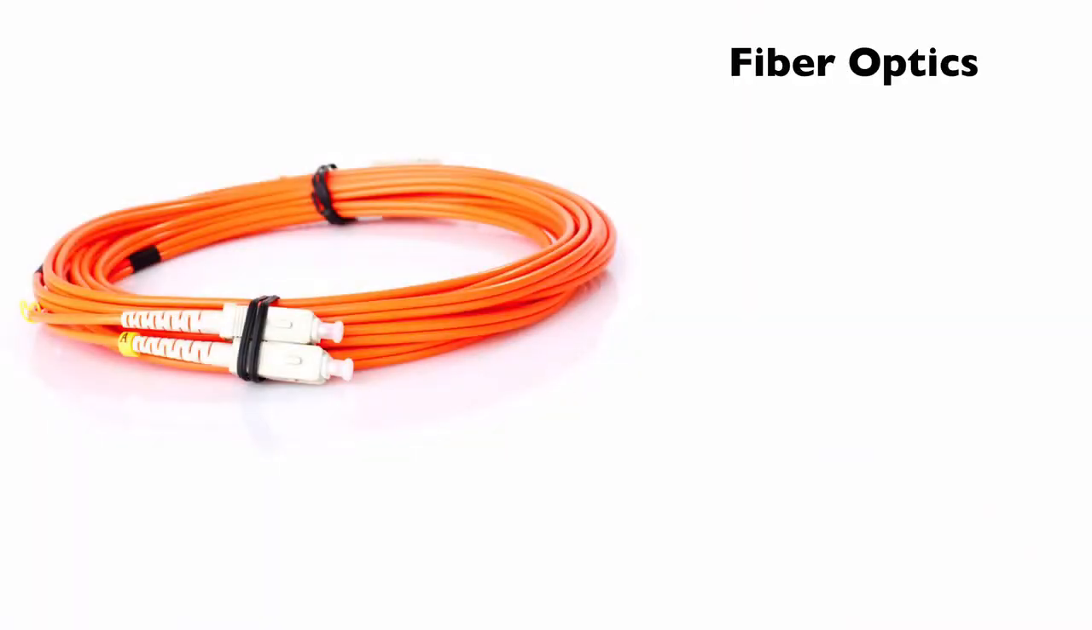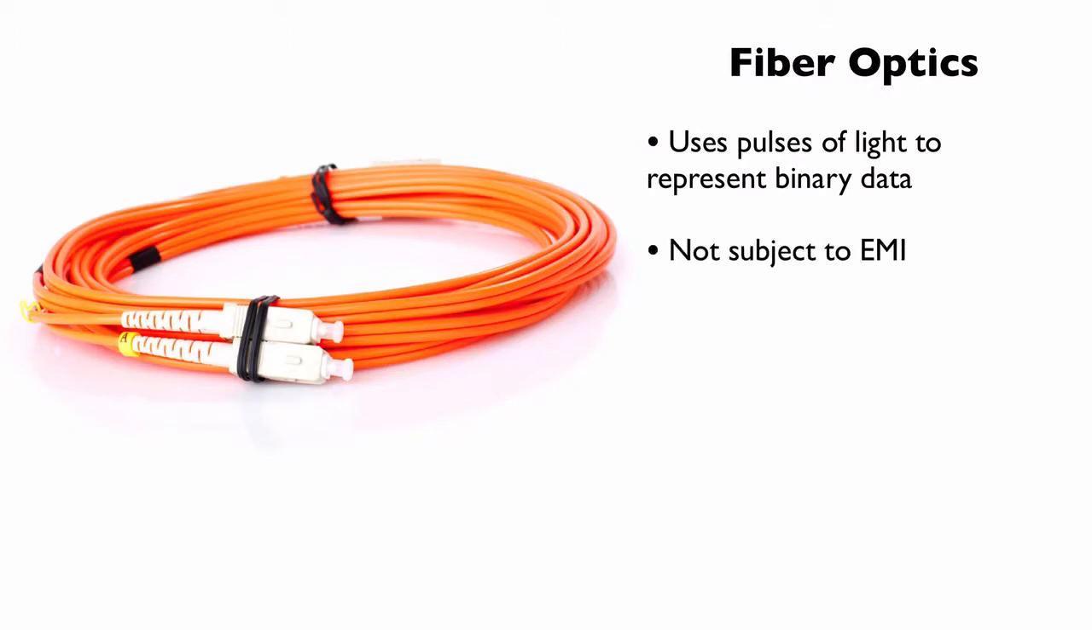Fiber optic cabling is going to represent data not as electrical pulses, but as pulses of light. The absence or the presence of light is going to indicate if we're sending a binary 0 or a binary 1. And since we're using light to send data instead of electricity, this completely gets rid of the issue of electromagnetic interference, or EMI. We're immune from that by using fiber optic cabling. And fiber optic cabling tends to have a longer range. It can reach further distances than unshielded twisted pair.